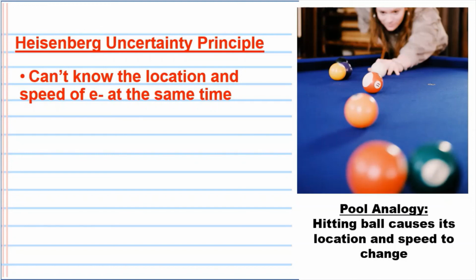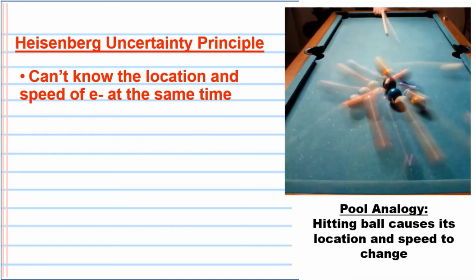I like to use the analogy of playing pool, for example. So if we think of the electrons as being the pool balls, and if number 11, that stripe, gets hit, we know where the collision occurred. We know where it got hit, but by hitting it, we make it move somewhere else. And so now we don't know the speed.